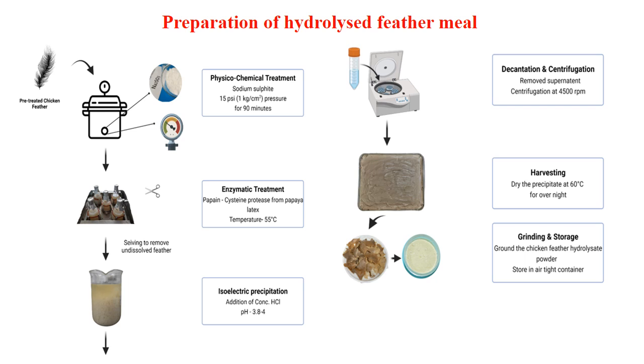Whereas nowadays there is a more modern method for making hydrolyzed feather meal with a special physicochemical treatment or enzymatic treatment or isoelectric precipitation treatment, and after that there will be decontamination and centrifugation, then harvesting, grinding and storage. So that's another way of making the hydrolyzed feather meal.